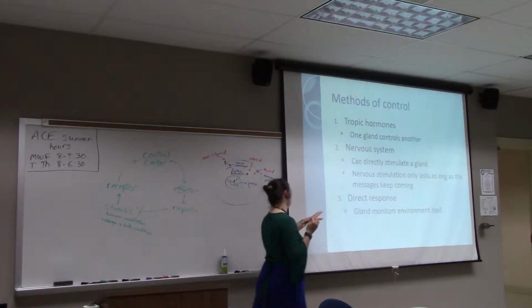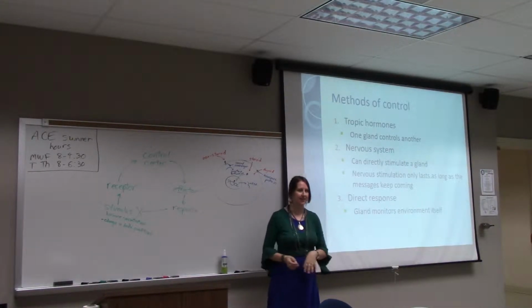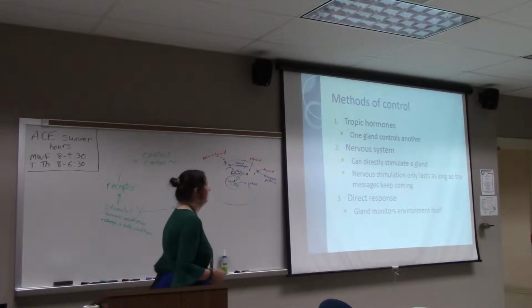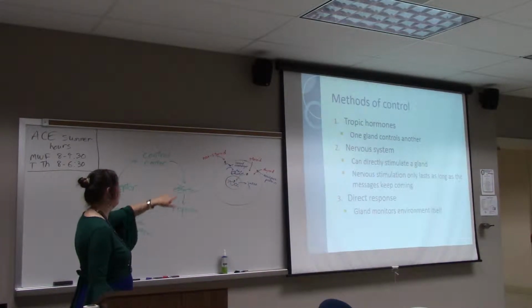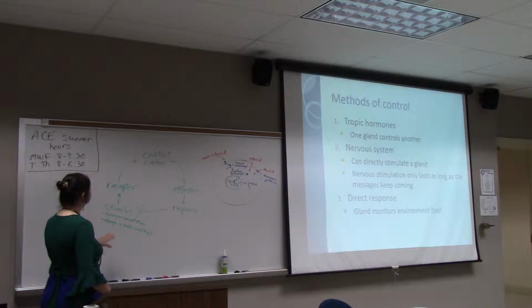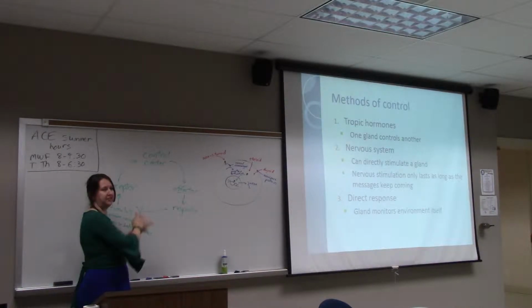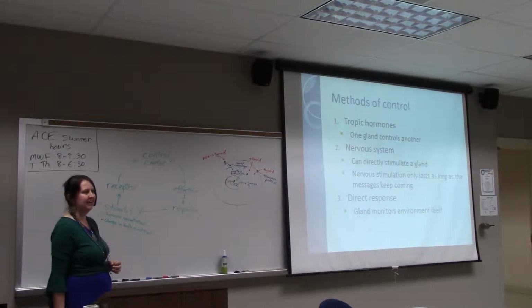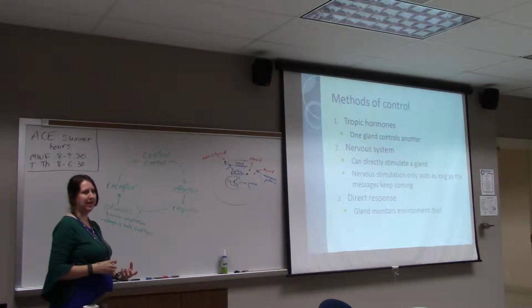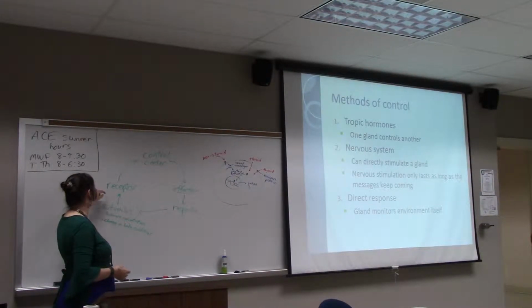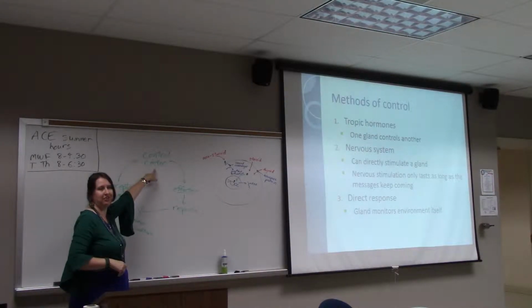There's also direct response, where the gland monitors the environment itself. And in cases 1 and 3, often the receptor and the control center are the same gland. For example, the cells of the pancreas that make insulin monitor blood sugar levels and decide whether they should release insulin.